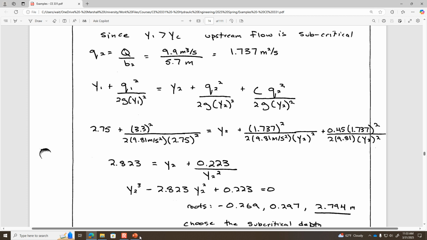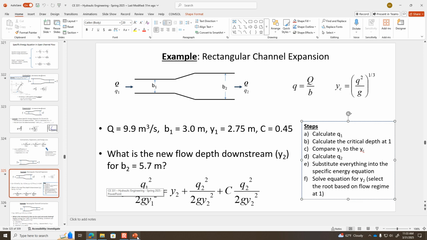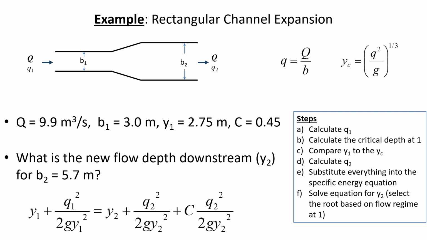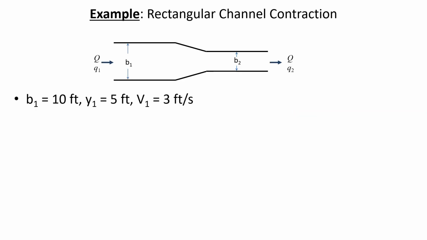So that's what happens when we have a different flow per unit width and also account for energy loss through the transition. Does anybody have any questions about that approach? We can use the same method if the channel gets narrower. So, here, if we didn't know the flow depth after the channel gets narrower, it would be the exact same process. This example, I'm asking a slightly different question.